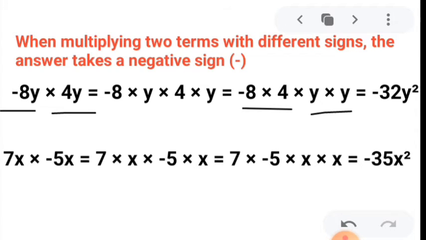We have 7x times minus 5x. 7x is positive and minus 5x is negative. Because the signs are different, the answer will take a negative sign, as you can see. So 7 times minus 5 times x will give us minus 35x raised to the power 2.